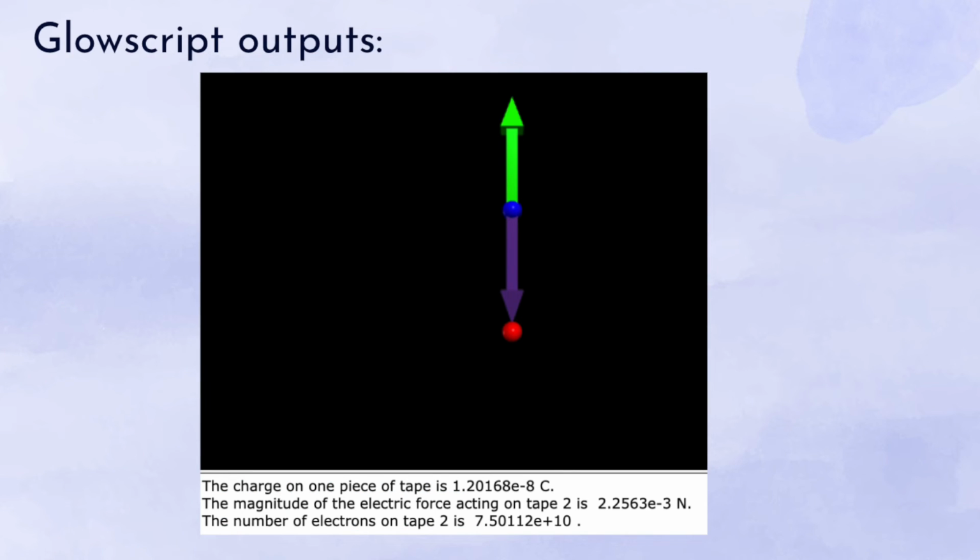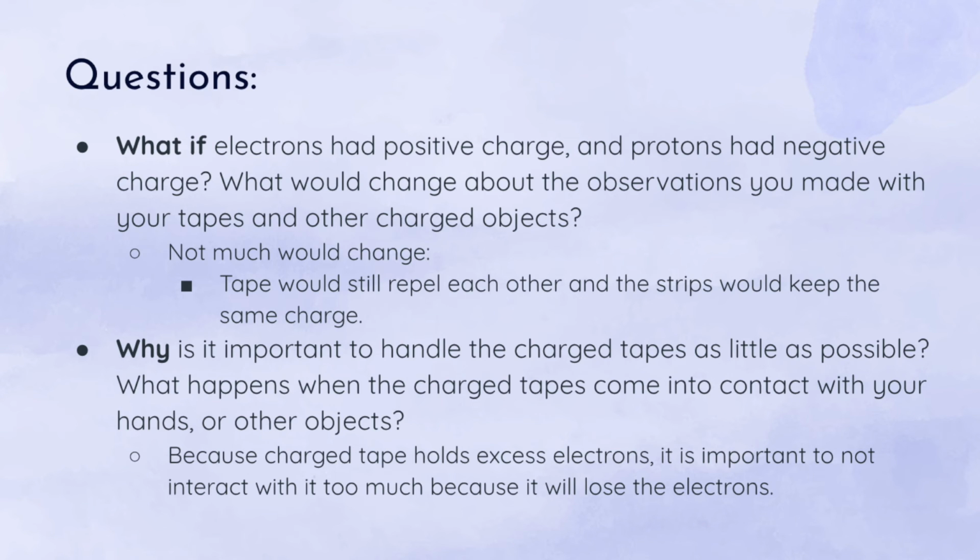On this slide, we see our GlowScript outputs. These feature our model and the calculations that we found, such as the magnitude of the electric force that is acting on the tape. Lastly, we will answer the two critical questions of this lab. The first question is, what if electrons had positive charges and the protons had negative charges, and what would change about the observations of the tape?